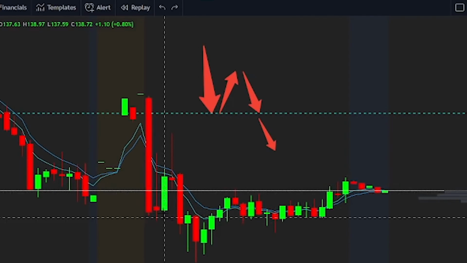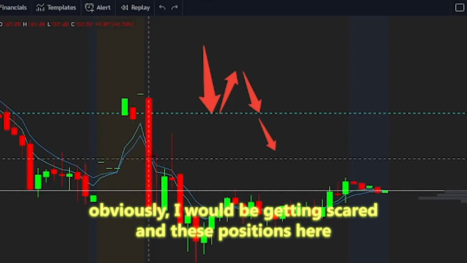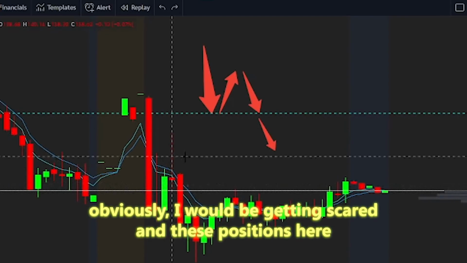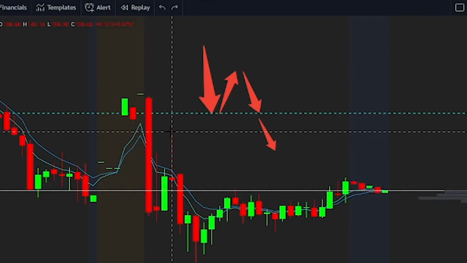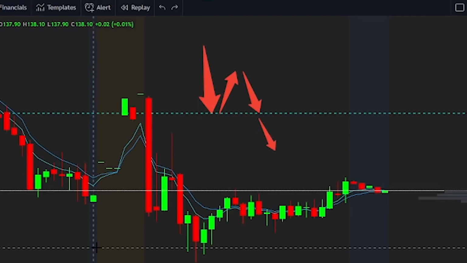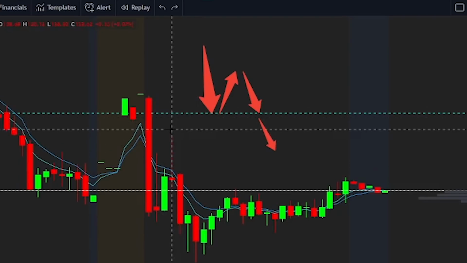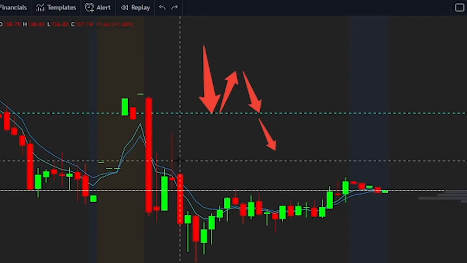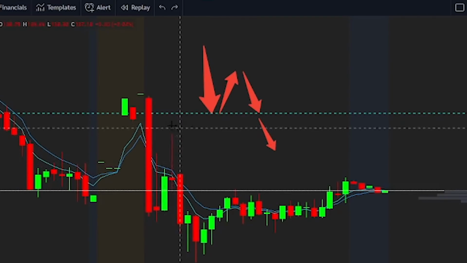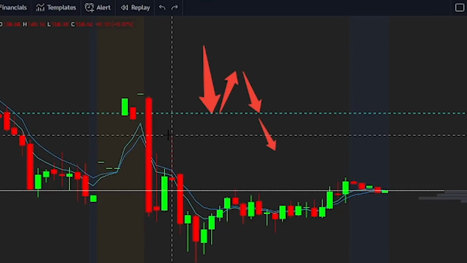Caught a little bit of this move, and if I would have entered right here, obviously I'd be getting scared in these positions here, especially when it breaks out this high up. I'm not exiting a position until it closes above the 15 minutes. So a 15 minute candle close. Obviously I would have started selling some here because I'm going to be completely honest, I wouldn't have held all the way up 40. I wouldn't even average down here.